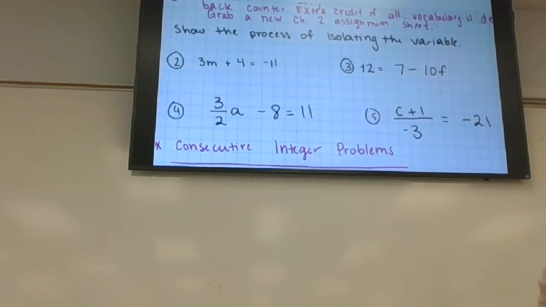So instead of solving, I put show the process of isolating the variable, which I think is actually what we're looking for, because a lot of you guys are saying, I can come up with F, I know what it is. And I keep saying show the process. So instead of even putting solve, I said put show the process of getting the variable alone.